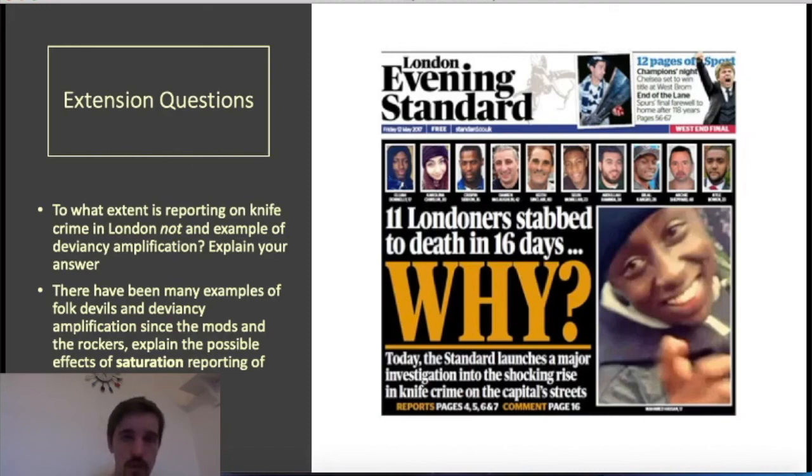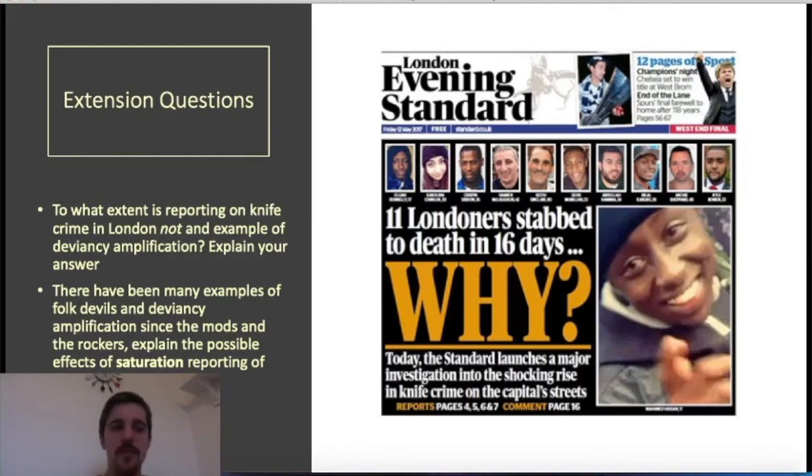So you have a headline here. This was, I'm not too sure, it was a while back, but it says 11 Londoners were stabbed to death in 16 days as the headline. So you've got all the pictures there. So, to what extent is reporting on knife crime in London not an example of deviancy amplification? Explain your answer. And you've got some space there.